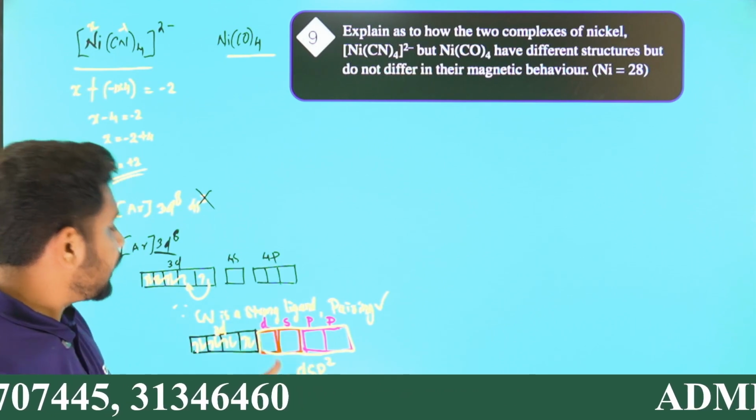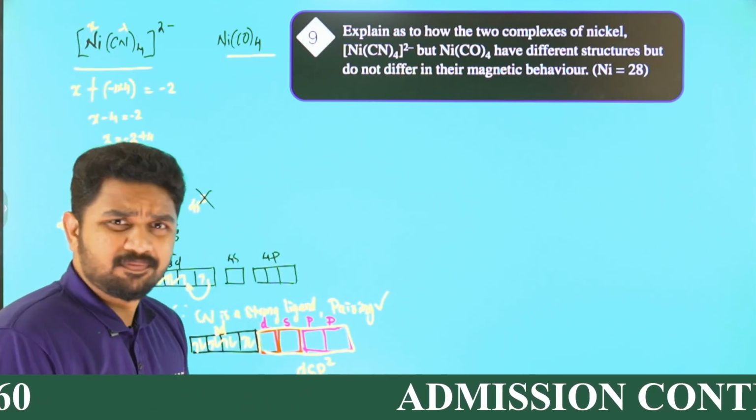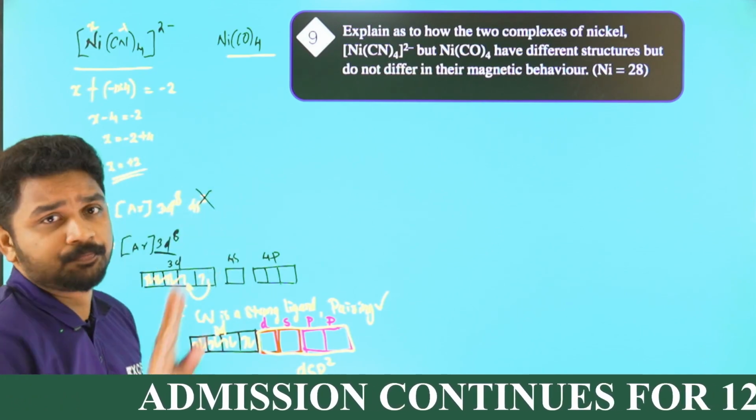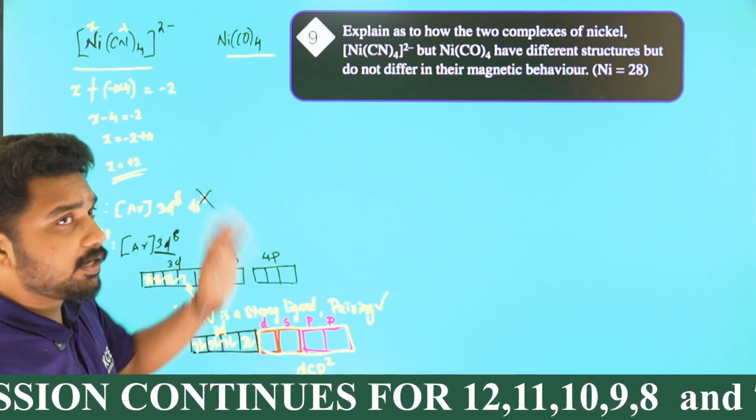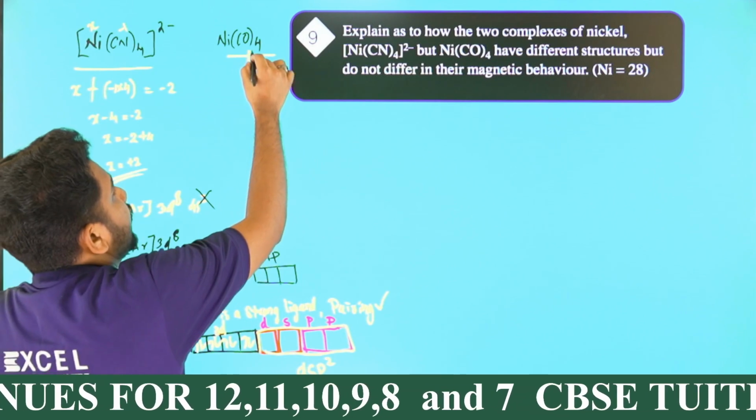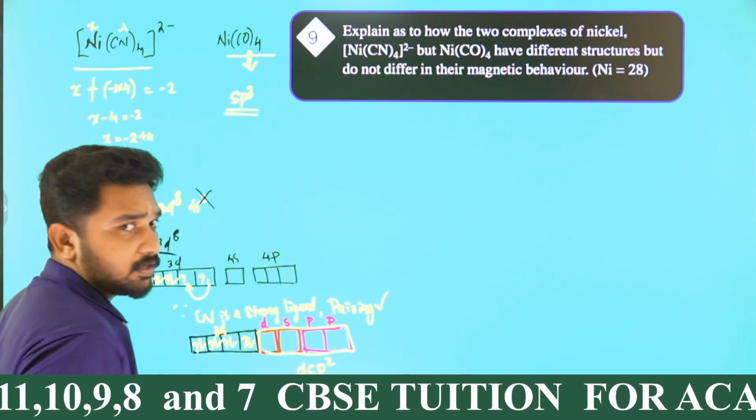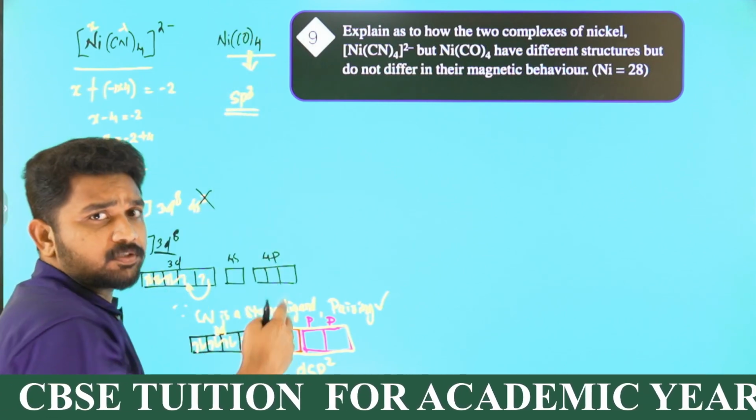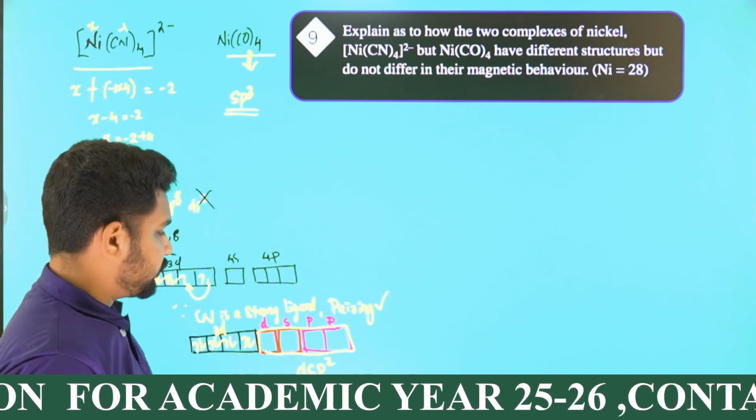Similarly, you can find the hybridization of nickel tetracarbonyl. Can you find it? I'm giving that to you. You have to find the hybridization of nickel tetracarbonyl like this. If you find it, you will get sp3 hybridization. In a similar way, because the carbonyl group is also a strong ligand, pairing will take place and you will get sp3 hybridization.